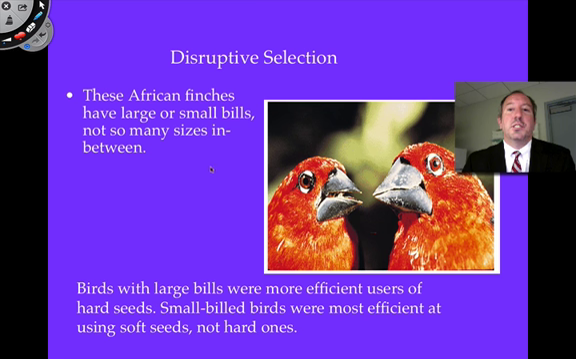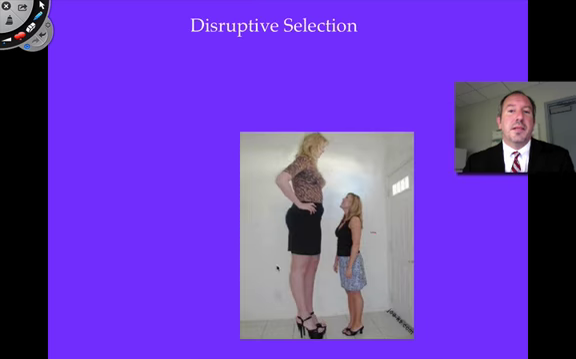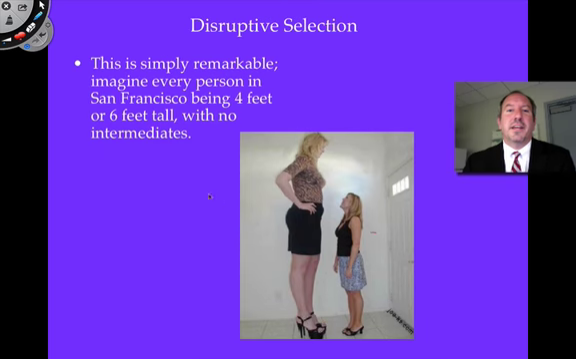Well, it's related to what they're eating. It's like the large ones are more efficient at hard seeds, and the smaller billed beaks are more efficient at the soft seeds. And so apparently if you're intermediate, you can't handle these really small ones, and then you're not strong enough to handle the larger, harder seeds. And so you can't go one way or the other, and so the intermediate is discouraged. It's very strange. It would be like in a population like in San Francisco, if almost everyone was very short and everyone was very tall in the population, and the intermediate was discouraged.